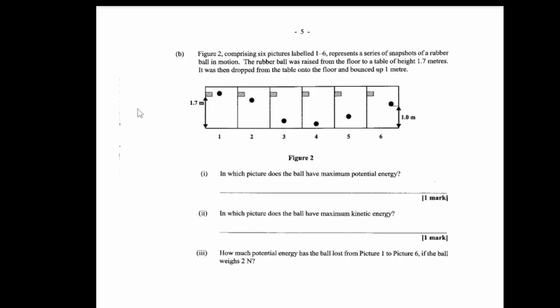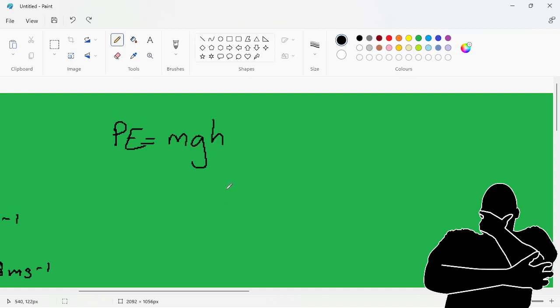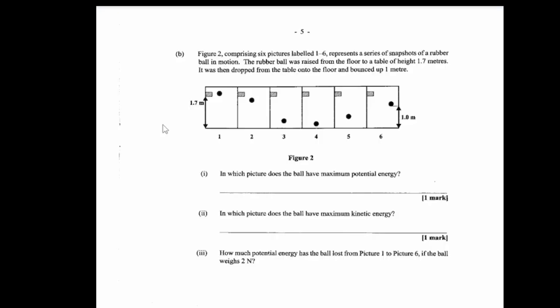Well, it is the one where the height is lowest. According to that formula right there, we want this height to be small. And when this height is small, potential energy is small. When the potential energy is small, there was a difference in potential energy, and that difference is going to be equivalent to the increase in kinetic energy. So where is the height the smallest? The height is the smallest in 4, meaning that the potential energy is lowest in 4 and the kinetic energy is highest in 4. So that is the picture in which the ball has the most kinetic energy.